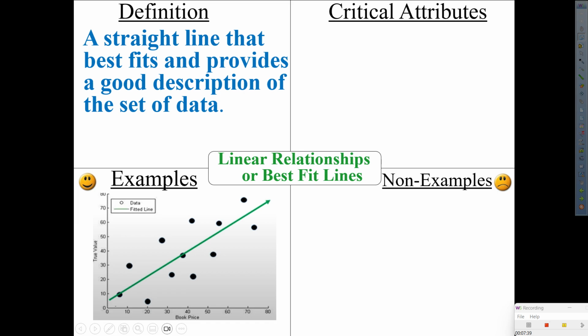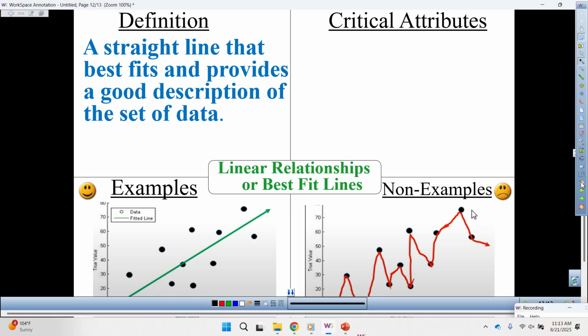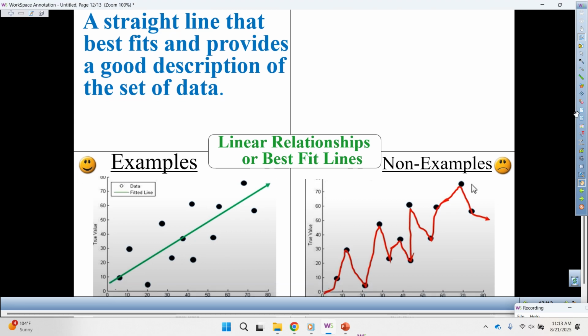Let me show you a non-example. Tell your neighbor why this one is an example and why not that. Talk to the neighbor. Everyone, why? What makes it a best fit line, people? So guess what? That's what we call attributes or critical attributes.